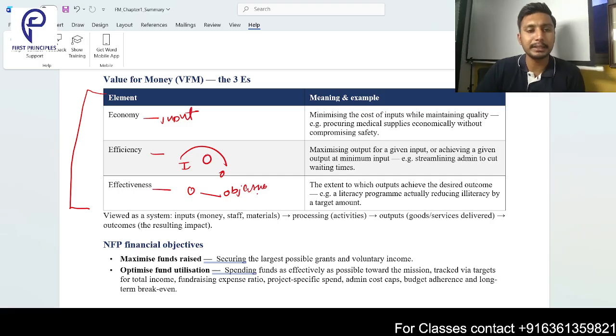That is called triple E: economy, efficiency, and effectiveness. Economy is, was your input of the best quality? Efficiency, did your input go to the output? When you converted the input to the output, there was zero wastage. Then there is effectiveness. Did your output meet your objective? That is effectiveness.